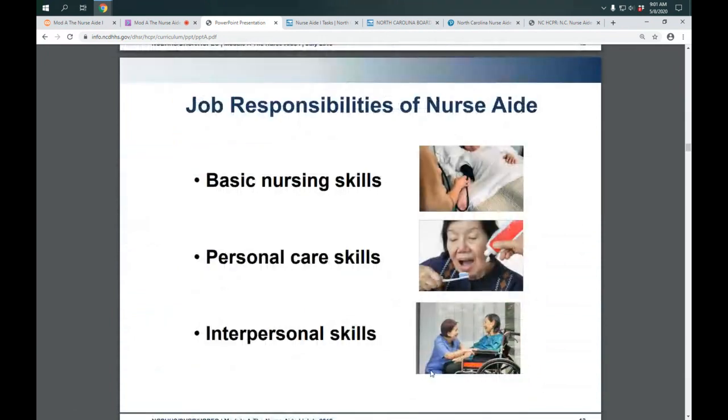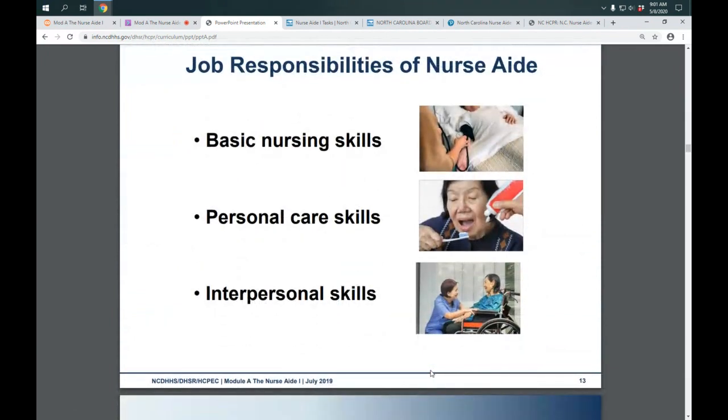Okay. Let's move into what your job responsibilities are. Now they're going to be broken down basically into 3 things. You've got your basic nursing skills, which is very similar with, like she's doing. She's taking a blood pressure, so vital signs are going to be part of a basic nursing skill.